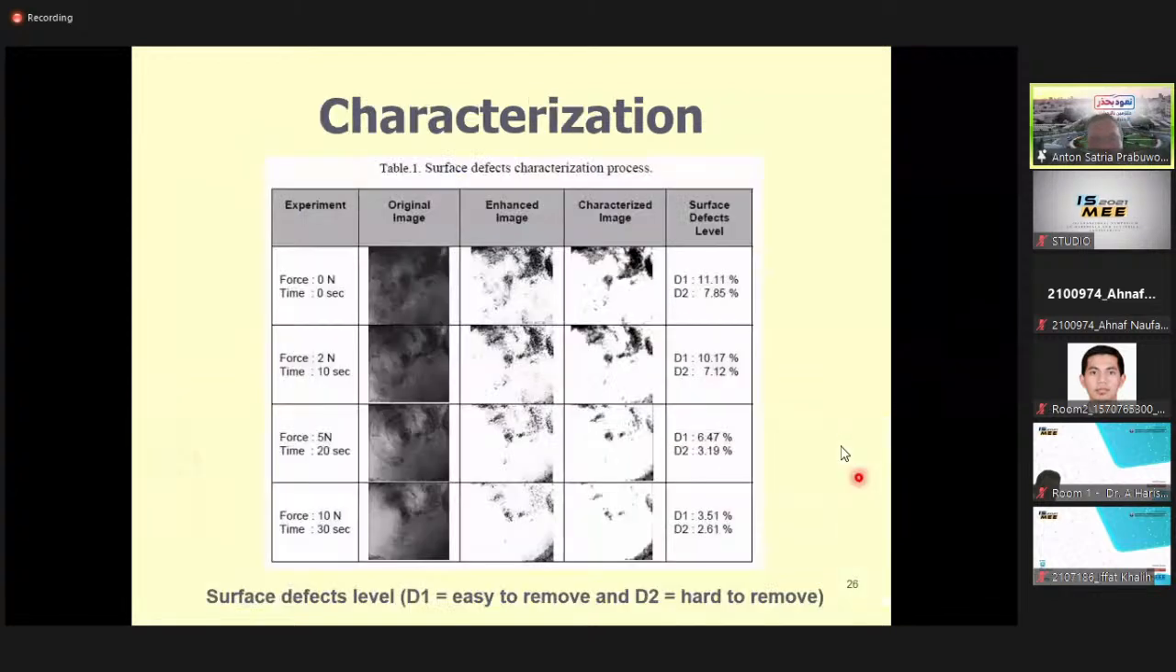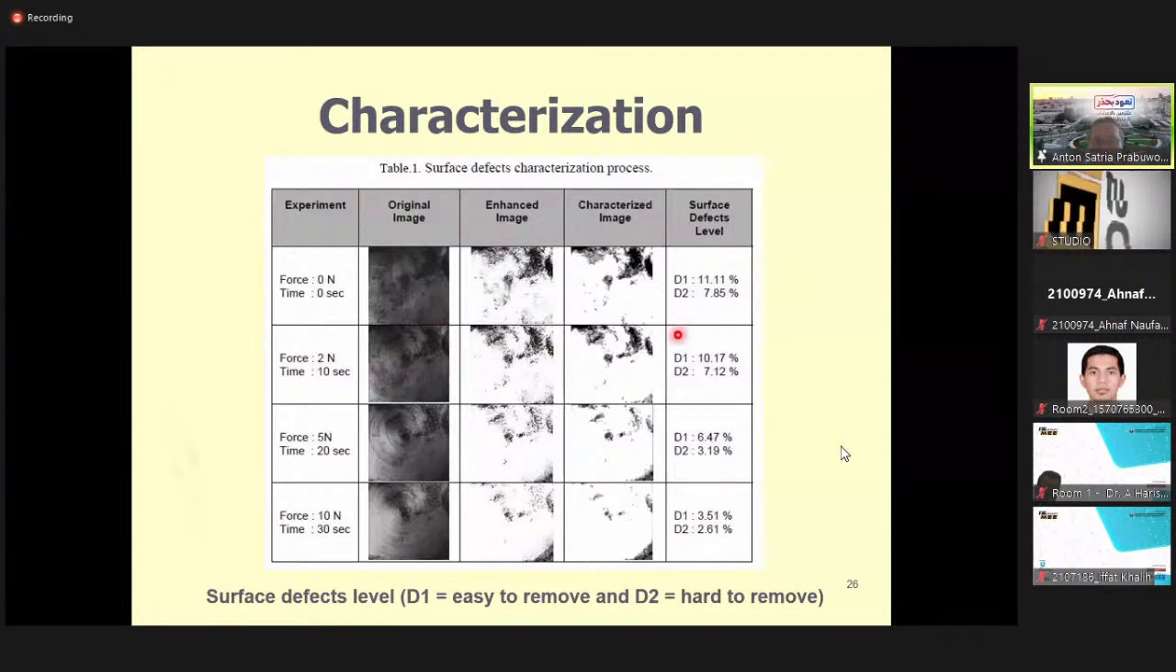So for the characterization, we have done the experiments for the surface defect characterization. At the beginning, we put the force at 0 Newton and the time duration of the process at 0 seconds, because we have not started the process yet, and we want to prove that this process will affect the smooth removal of the defect level. As you can see here, the first row is force 0 Newton and time 0 second, so without the process.